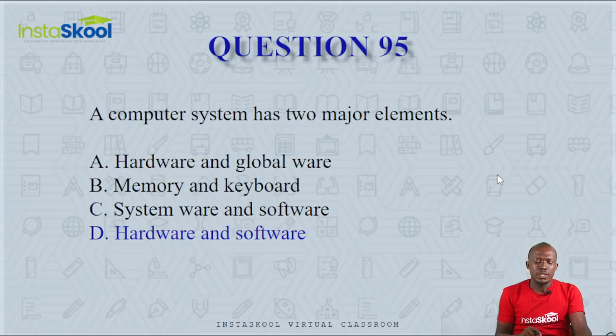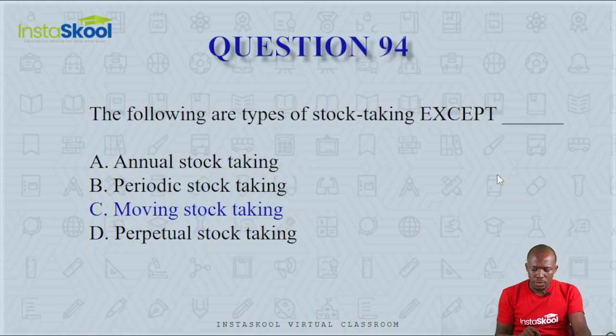Question number 94. The following are types of stock taking except dash. A, annual stock taking. B, periodic stock taking. C, moving stock taking. And D, perpetual stock taking. Stock taking, we explained earlier, is the act of physically counting the stocks in the warehouse to ascertain the number of stocks that are left.